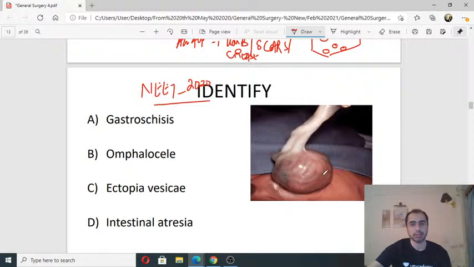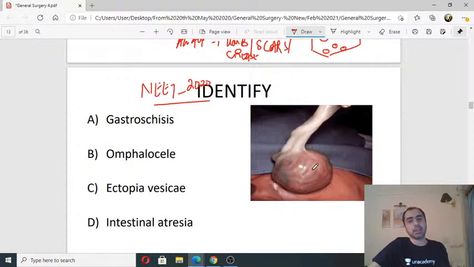What is the pathology in this image? What is the child having? Is it omphalocele? Or is it gastroschisis? Or is it ectopia? You know what is ectopia? Or is it intestinal atresia? A similar image was there. This is a very basic concept that we must know.